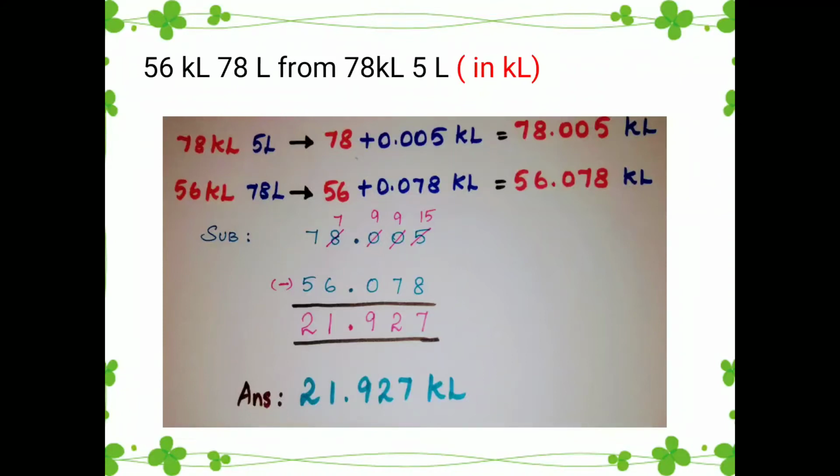Here the operation was given as subtraction, so you are going to subtract it. So 78.005 minus 56.078. While you are subtracting, you will get the answer as 21.927 kiloliter. So this is a normal addition and subtraction. First convert that into decimal form, then you are going to subtract. And in the next video we can see how to multiply and divide. Okay, thank you children.